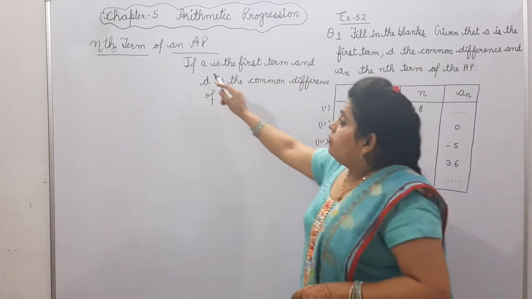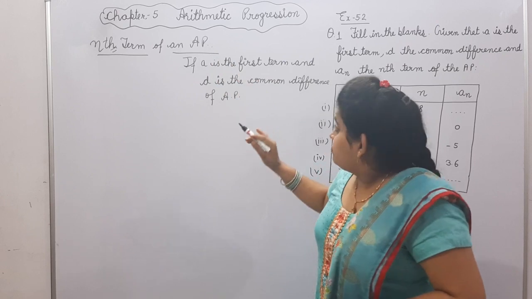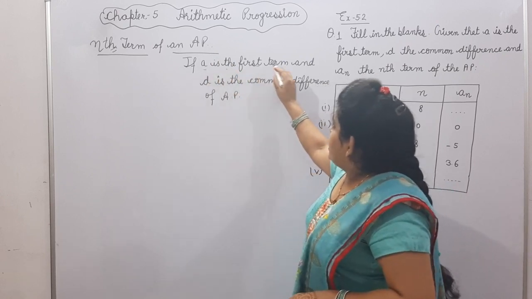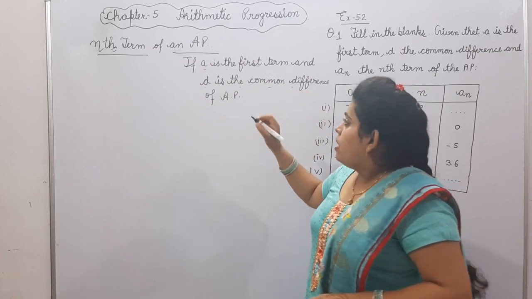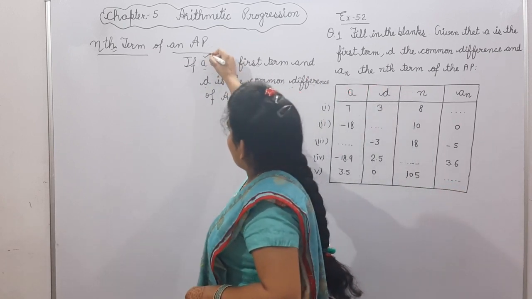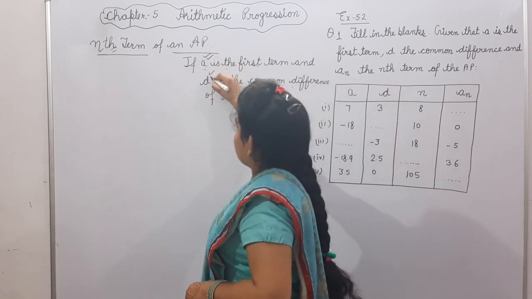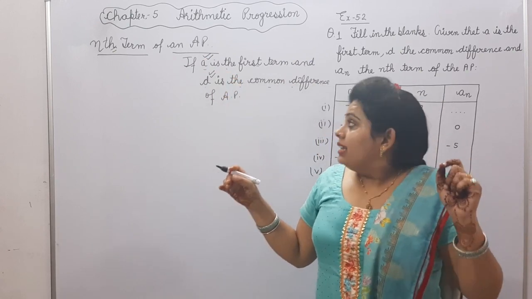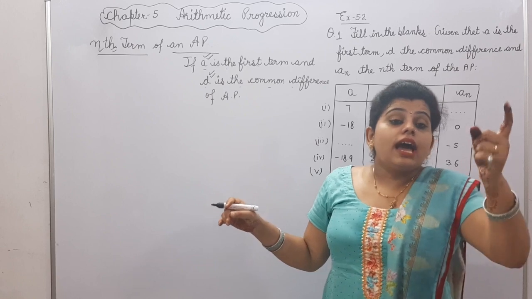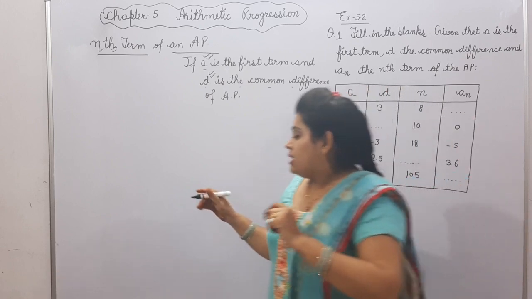Now, if an AP is given and A is the first term of the AP and D is the common difference, then how will we find the nth term? Yes, let's see.